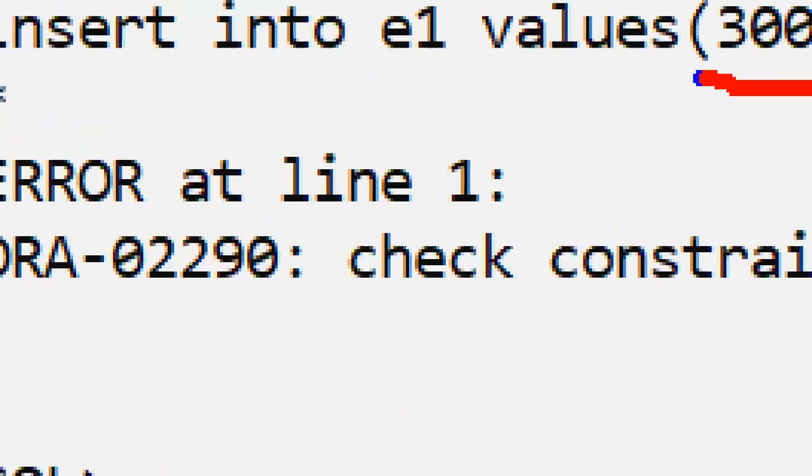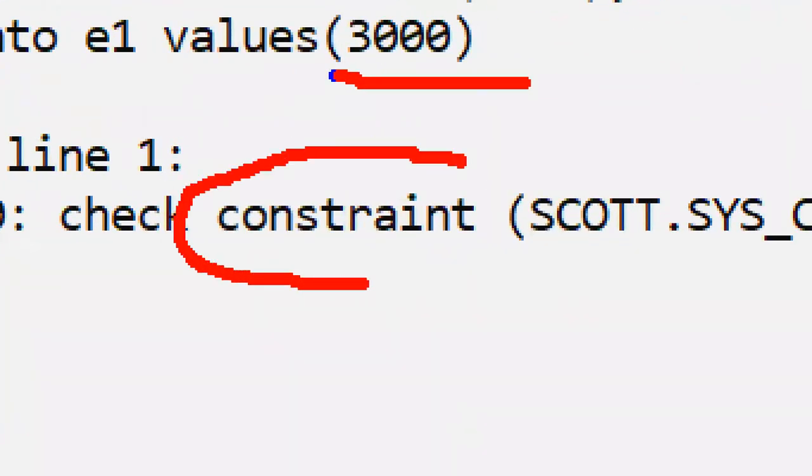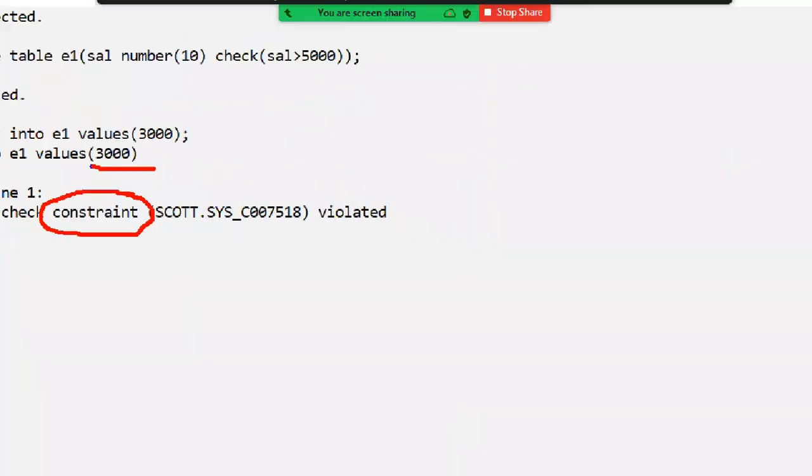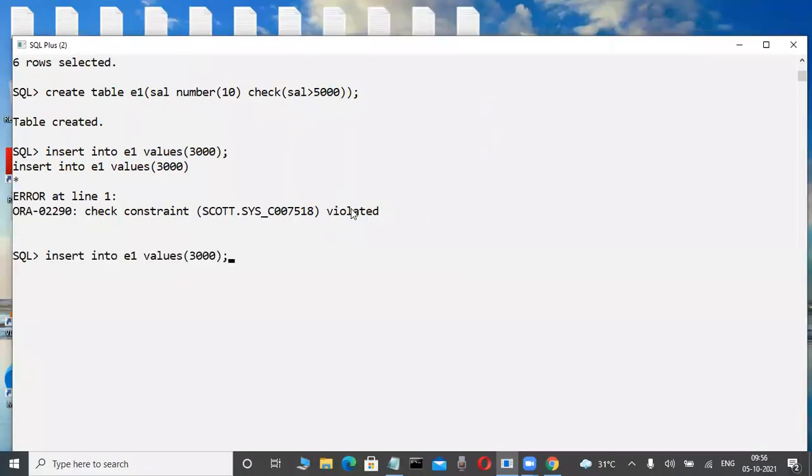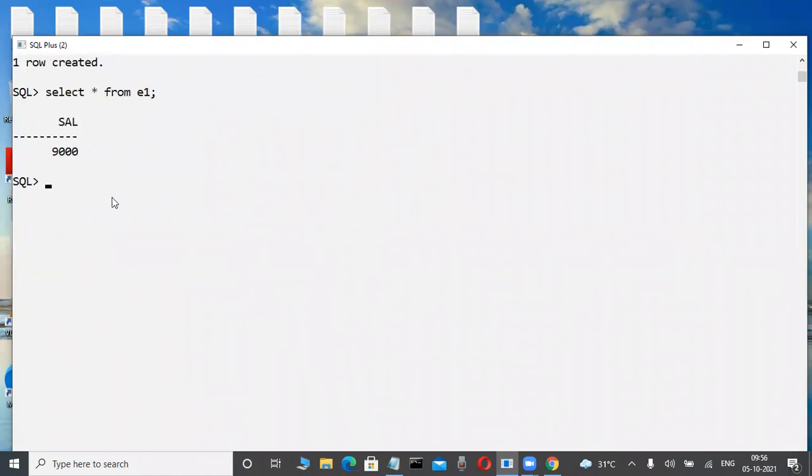Now it is automatically checked. Here, constraint is a keyword. Will it display an error or not? Yes, here: check constraint violated. Now I try to insert 9000 like this. Will it be inserted or not? Yes, it will be inserted because this is more than 5000. Now it will be stored in the database.